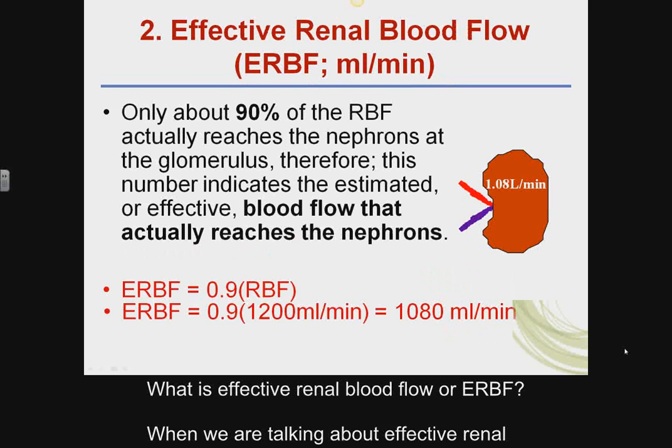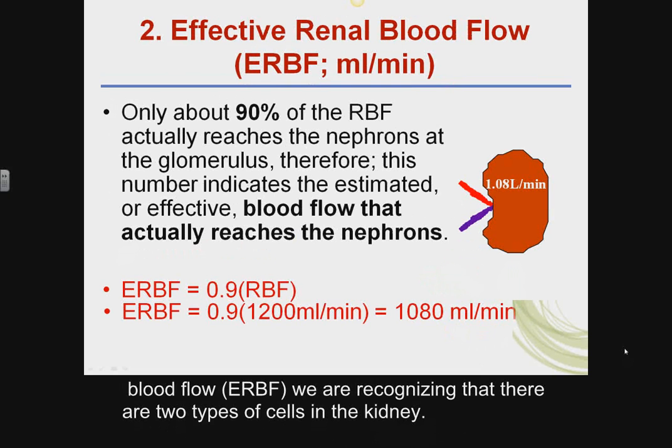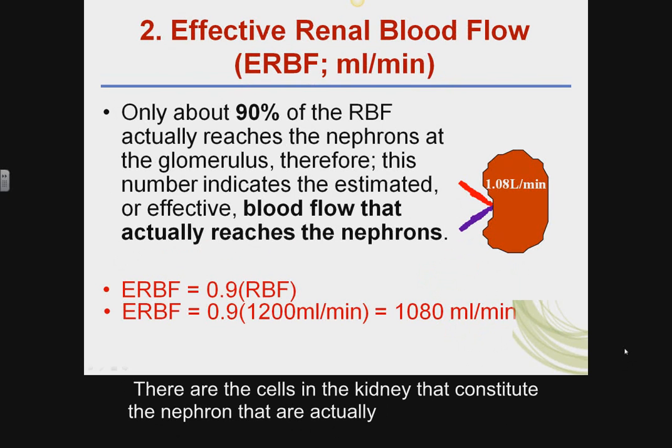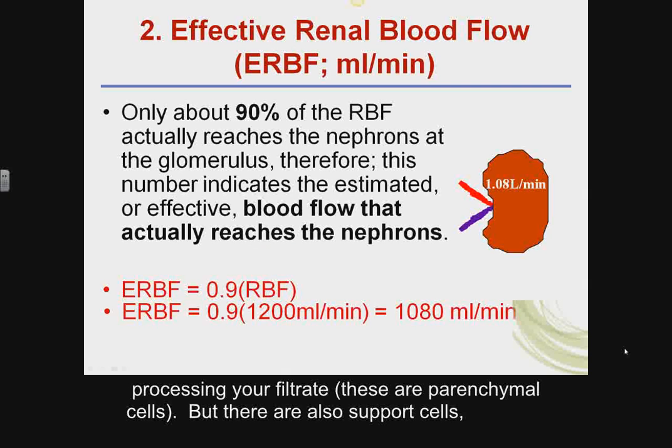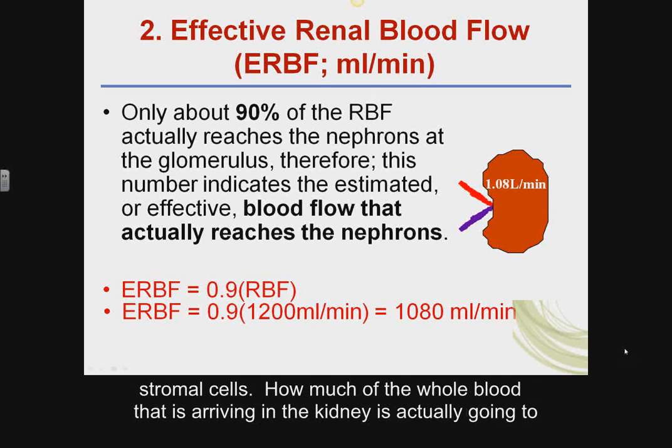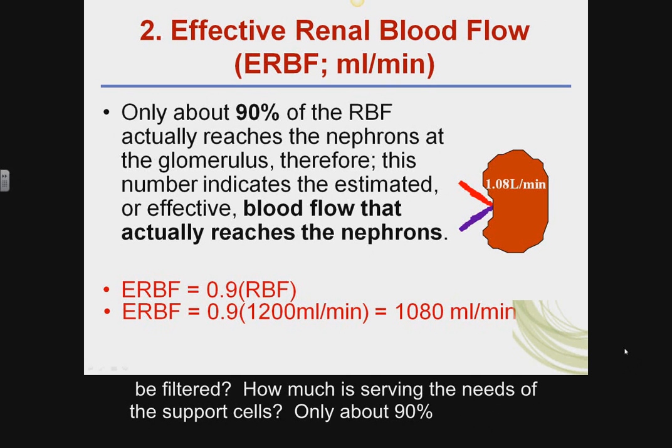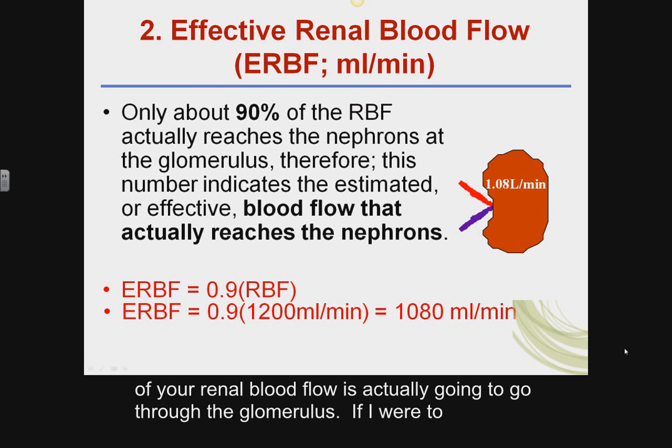What is effective renal blood flow, or ERBF? When we are talking about effective renal blood flow, we are recognizing that there are two types of cells in the kidney. There are the cells that constitute the nephron that are actually processing your filtrate. These are called parenchymal cells. But there are also support cells, stromal cells. How much of the whole blood that is arriving in the kidney is actually going to be filtered? How much is serving the needs of the support cells? We need to differentiate this.